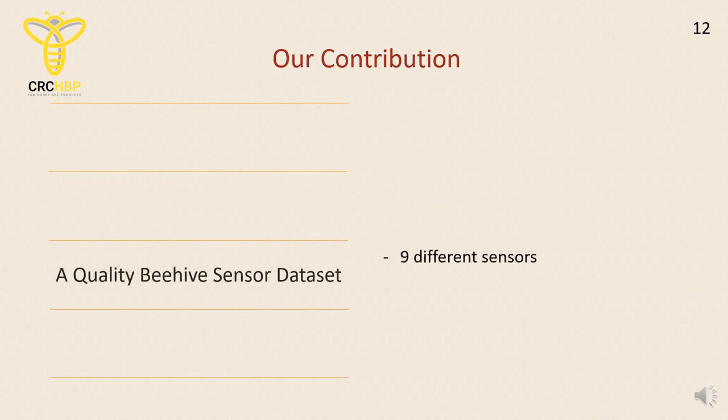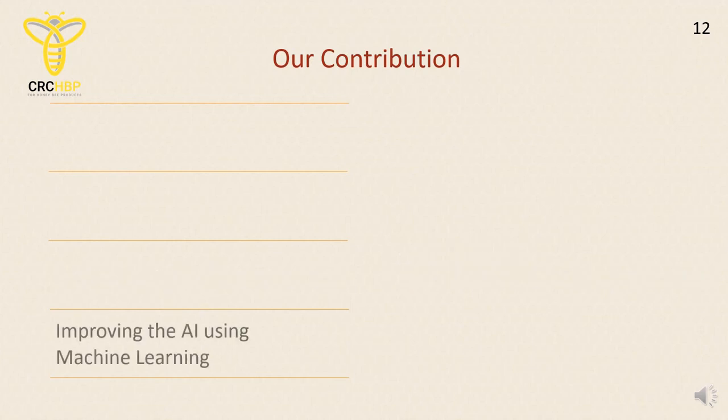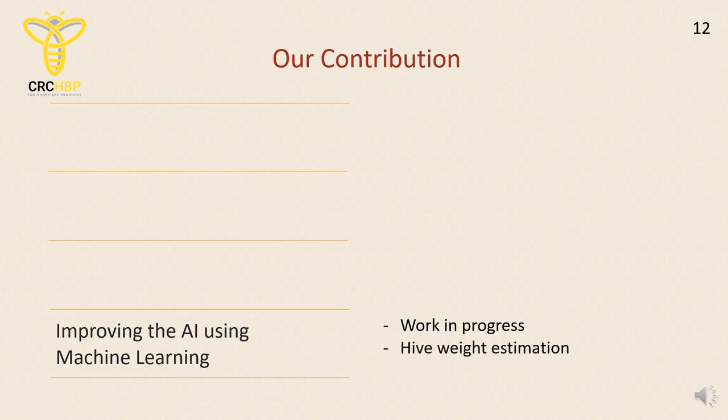We are using 9 different sensors, and we are collecting 144 samples per day from 8 different hives. We are also working on improving the AI using machine learning. This is a work in progress, and improving the AI requires a lot of data. Some of the work that we have done is towards hive weight estimation.